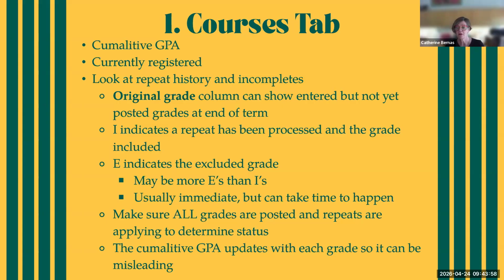Sometimes you might catch a repeat that has not been processed. If you do, just send an email to records maintenance at wayne.edu, and they will take a look themselves and make any adjustments to the student's record. So before you make any decisions on a student, you need to make sure all the grades are in for the term, and you need to either manually calculate repeats or make sure those repeats get calculated so you can really determine what that student's GPA is at the end of the term.